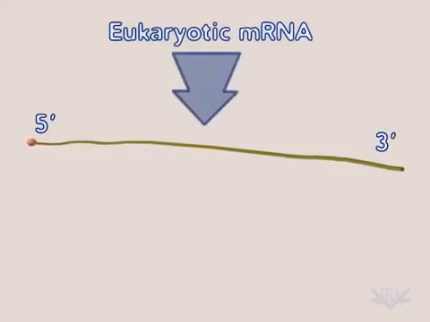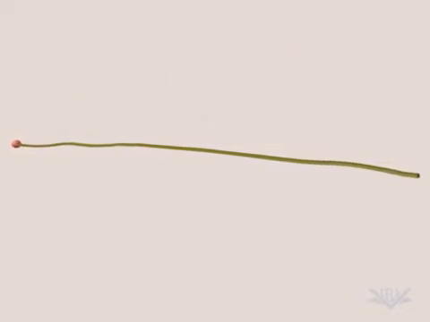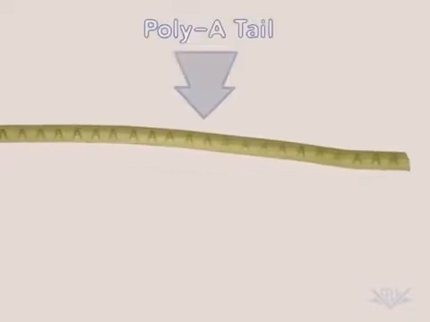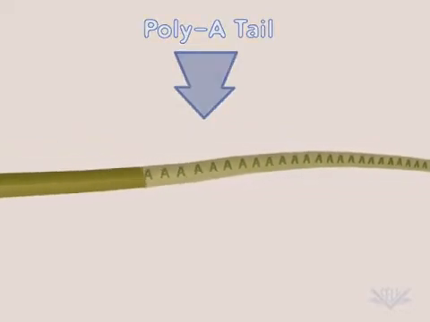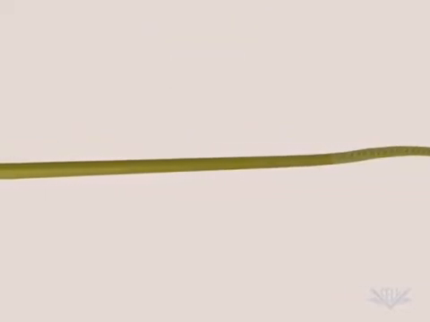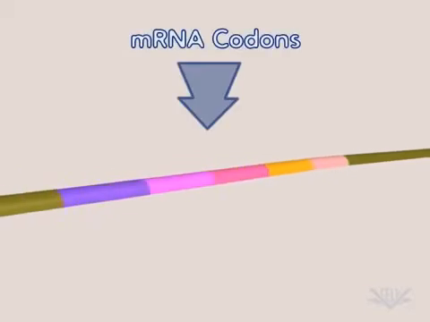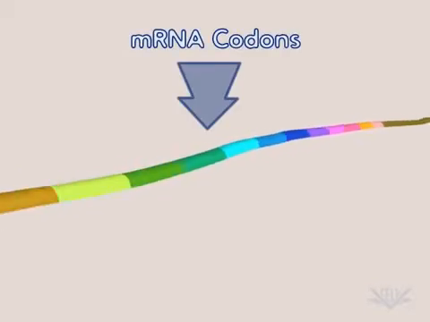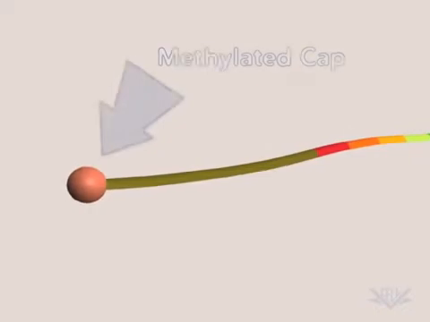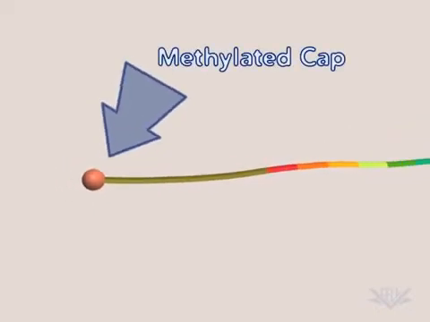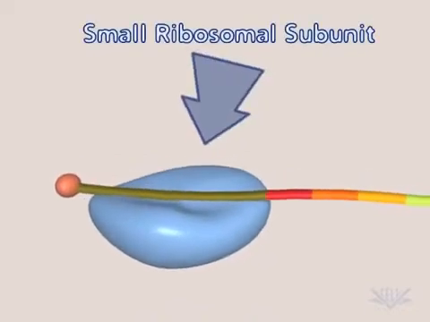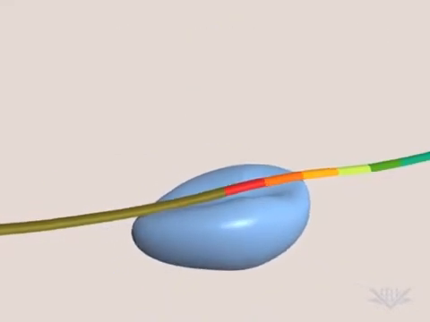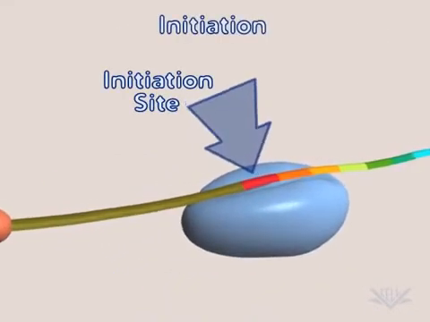Eukaryotic mRNA, the substrate for translation, has a unique 3' end called the poly A tail. mRNA also contains codons that will encode for specific amino acids. A methylated cap is found at the 5' end. Translation initiation begins when the small subunit of the ribosome attaches to the cap and moves to the translation initiation site.